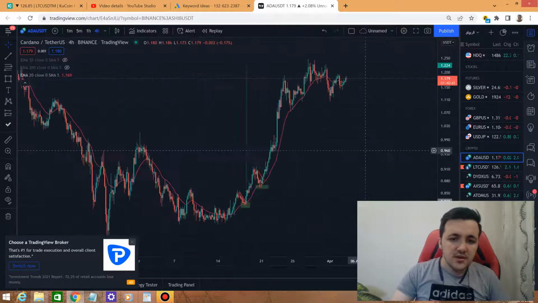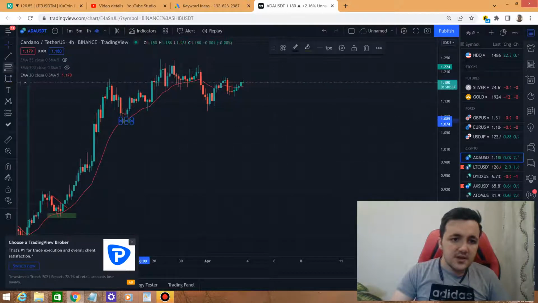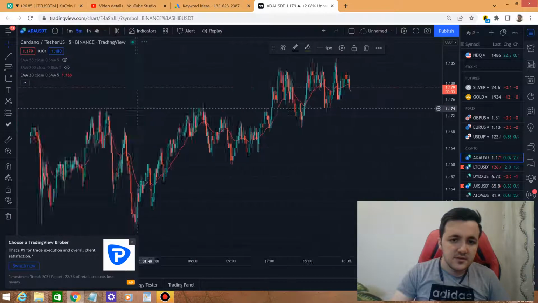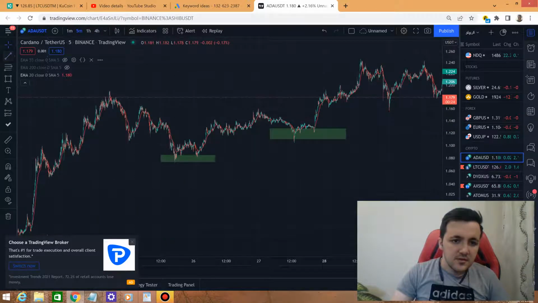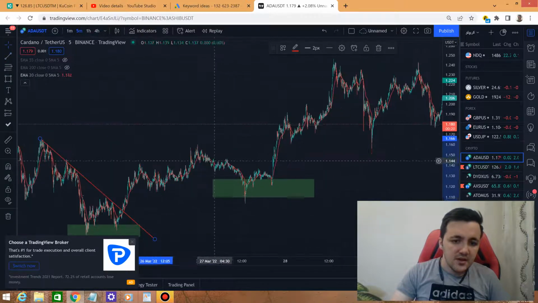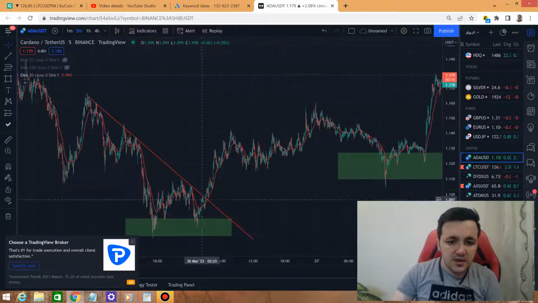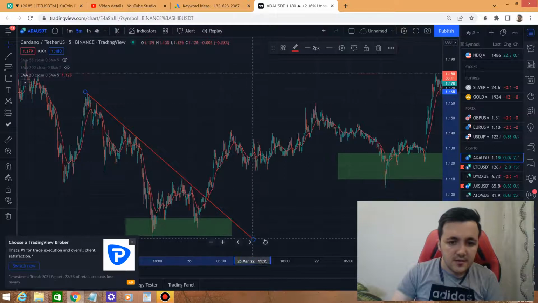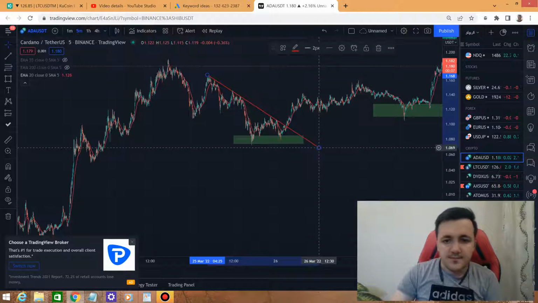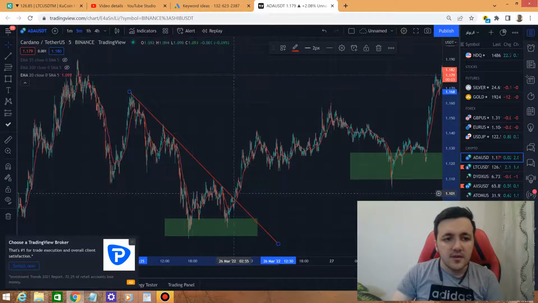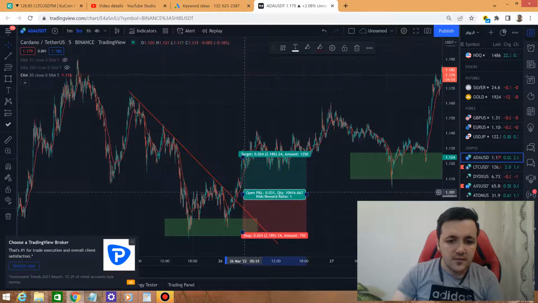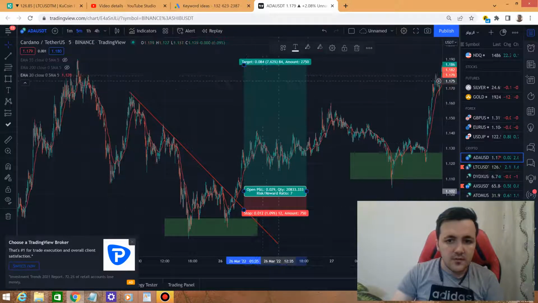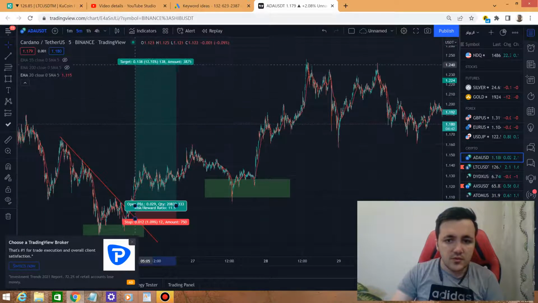I want to show another example in this area, and in this area we have a trend line, and we can enter the trade with this candle, and this trade gives us a very excellent risk reward again. 7 or more, near 12.